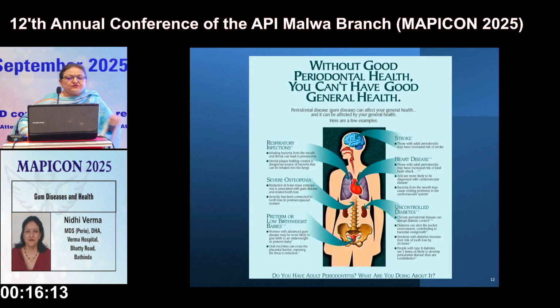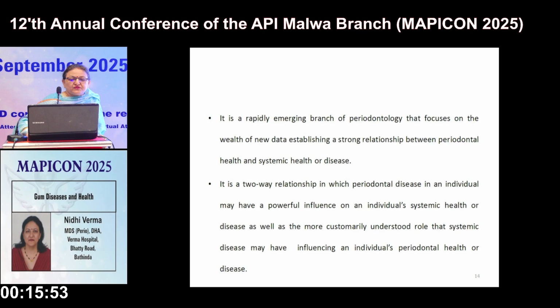Without good periodontal health, you can't have good general health, because periodontal infections can affect your respiratory system, they can affect your bones, they can lead to preterm low birth weight babies, stroke, heart diseases, and uncontrolled diabetes. So now we come to periodontal medicine. Periodontal medicine is a rapidly emerging branch of periodontology that focuses on the wealth of new data establishing a strong relationship between periodontal health and systemic health or disease.